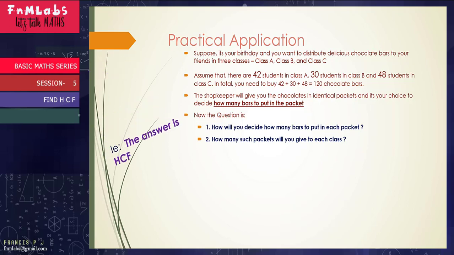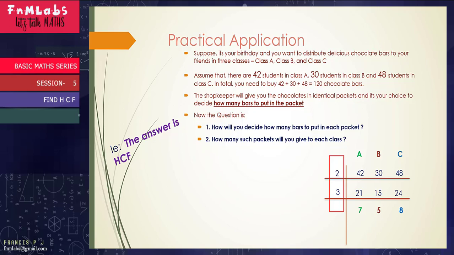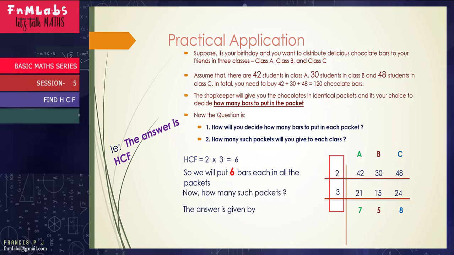So the answer is HCF. You find the HCF of 42, 30, and 48 using the common division method. You already knew that. And we find the HCF by multiplying the common factors on the left side, 2 and 3. We get 6 as the highest common factor. So we will put 6 bars in each of the packets. Now, how many such packets will we prepare? The answer is given by the last row. That is 7 packets for A, 5 for B, and 8 for C.